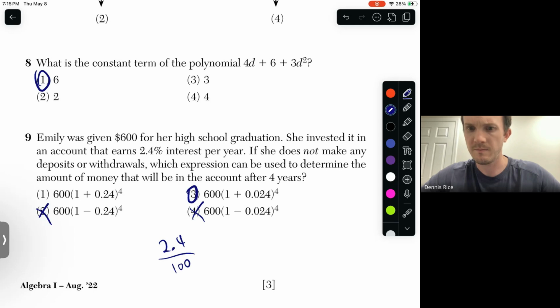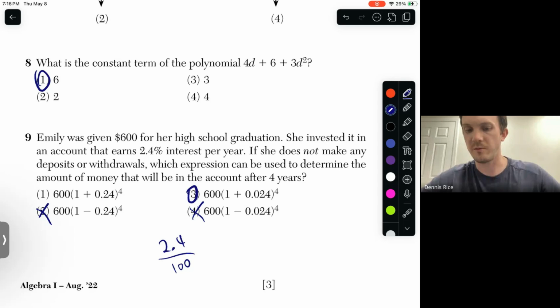For number 9, do we get the formula we used to plug it in? The growth formula? Is that on the reference sheet? I think it is. Is it? Yeah, it's not on there.